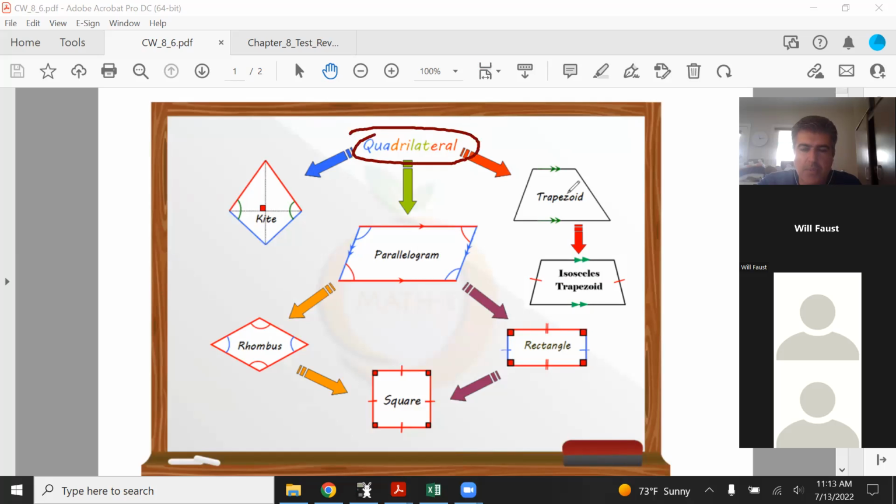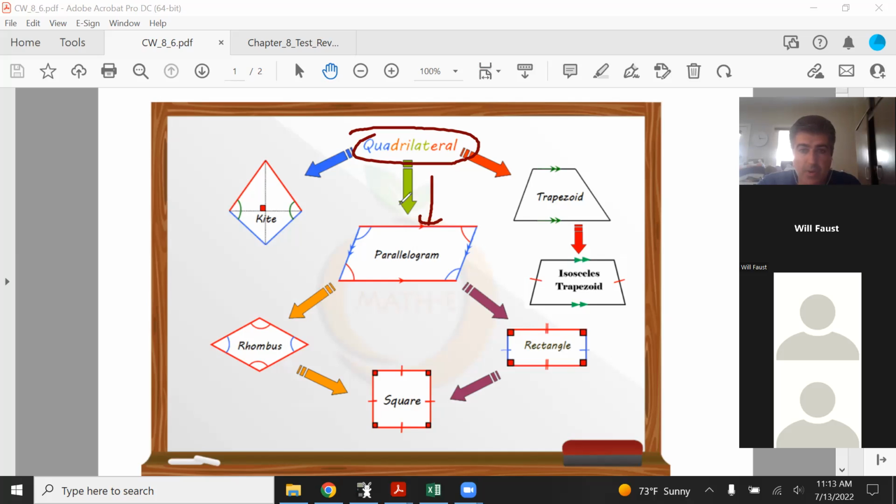And kites and trapezoids are very special ones. A trapezoid could be an isosceles trapezoid, but then a parallelogram could lead to more things. It could be a rhombus or a rectangle: if all the sides are the same, it's a rhombus; if all the angles are the same, it's a rectangle. And a rhombus or a rectangle could become a square if all sides and all angles are the same. So all squares are parallelograms, all squares are rhombuses, all squares are rectangles, but all rectangles are not squares.